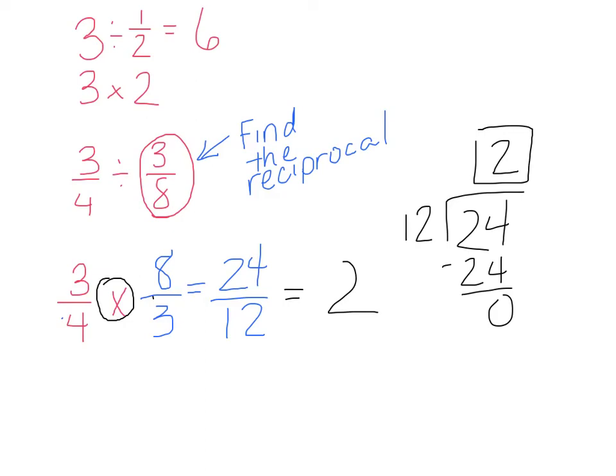And this works out really well because when we had initially done this problem with the model, we found out there were 2 groups of 3/8 in 3/4. So this is a way to do it without the model by using skills that we already know and adding a reciprocal into the mix by multiplying it.